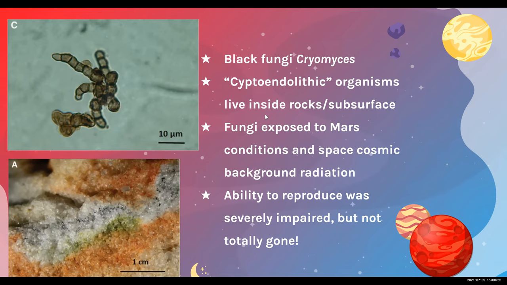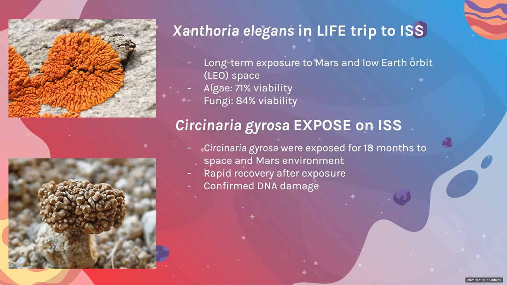Finally, there are a few examples of lichen in space. Lichens have probably been in space more than you have. Well, for sure, more than you have, I'm sure. But they've gone to a lot of different ISS experiments. Two of my favorites would be Xanthoria elegans. This is my favorite lichen just because of its beautiful coloring. It's also called the sunburst lichen. It was in a long exposure trip to Mars conditions in low orbit, like on the ISS. And it was found that it was mostly viable after this exposure, so it was able to survive it.